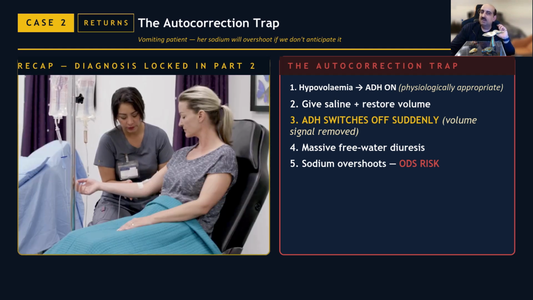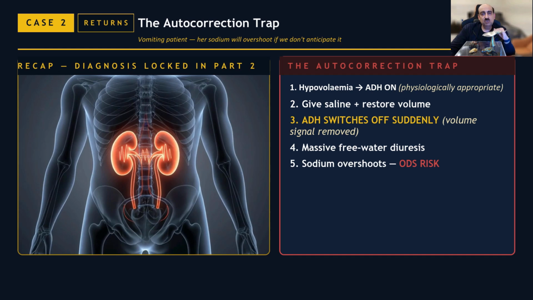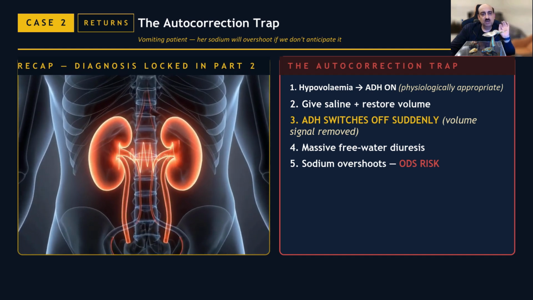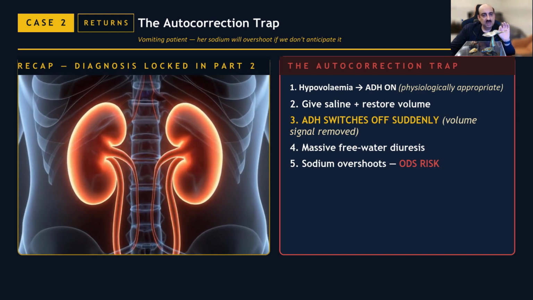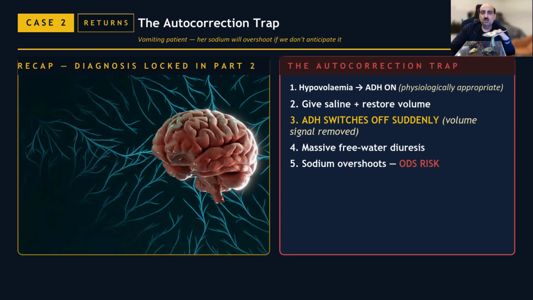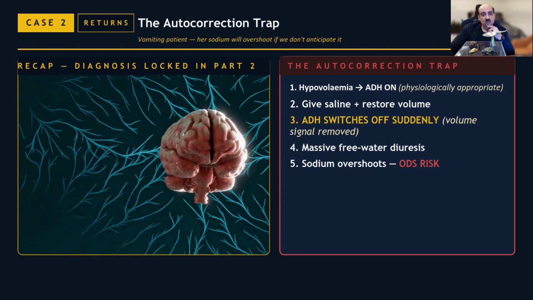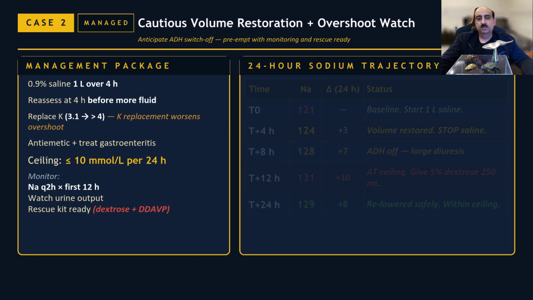Step number 2, we gave her normal saline to restore volume. Step 3, suddenly when the volume is replaced, the ADH switches off, because the volume signal that was driving it is now suddenly gone. And that leads to, without ADH, the kidneys losing massive amounts of free water, diuresis. So they will be in the diuretic phase. And that can lead to overcorrection of sodium, which overshoots the ceiling and hence risks osmotic demyelination syndrome.